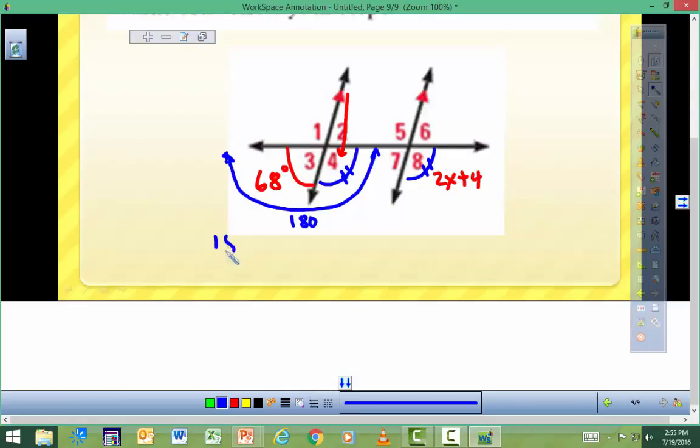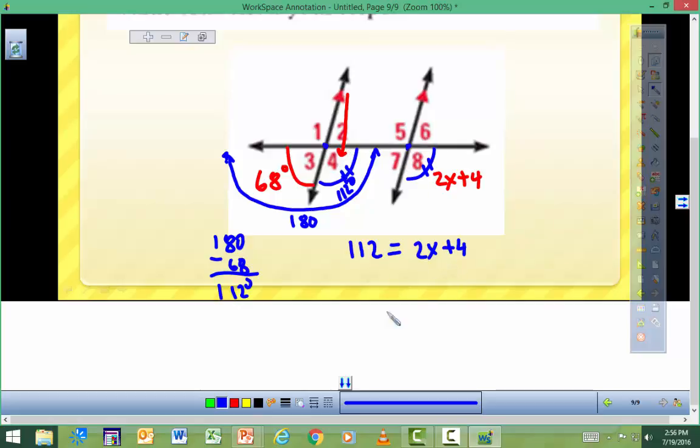If I take 180 and I simply subtract 68, I get 112 degrees. So that means this angle over here is 112 degrees. And now I just found out that these two angles are congruent. So then I can make up an equation. 112 must be equal to 2x plus 4. And the reason why I know this is because they're congruent. They're corresponding angles. They're both on the right side on the bottom.